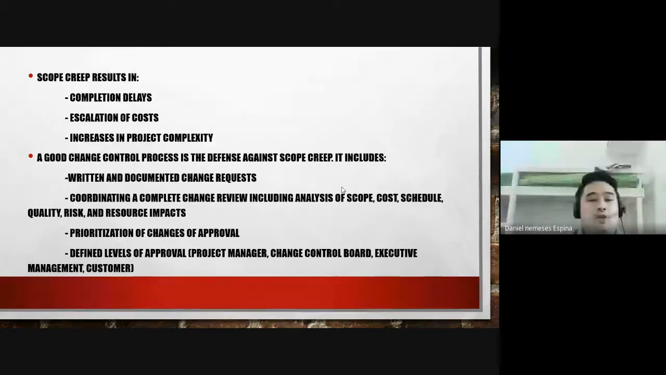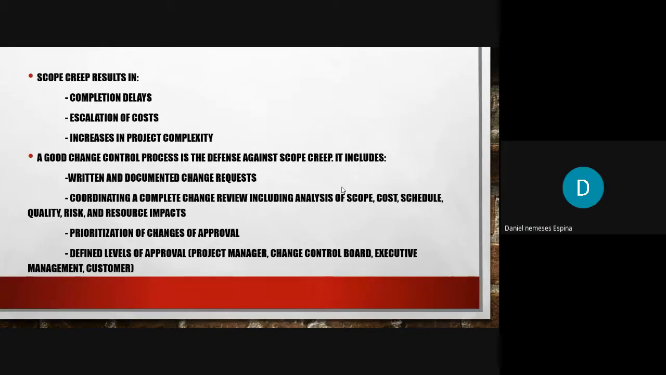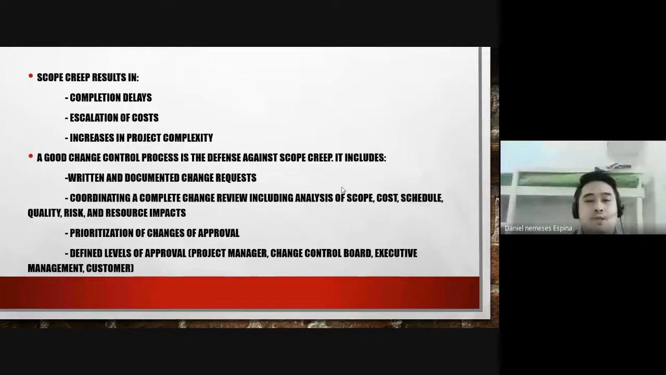So there's also a prioritization of changes for approval. So not all changes must be approved. Okay. So part of the work of the project manager is to approve and disapprove. If you think there are changes that cannot be implemented without changing some of the important aspects, okay. So for example, they want to make a change but the budget is still the same and they will not increase it. So might as well disapprove the change.